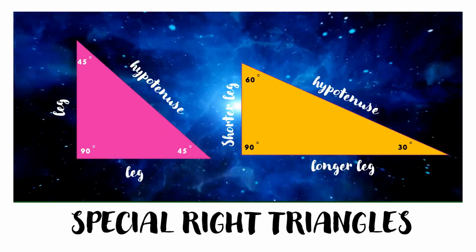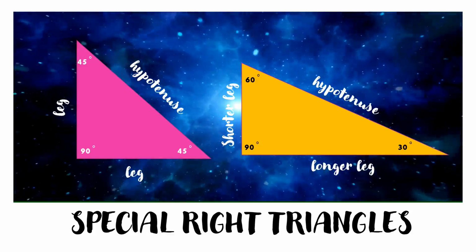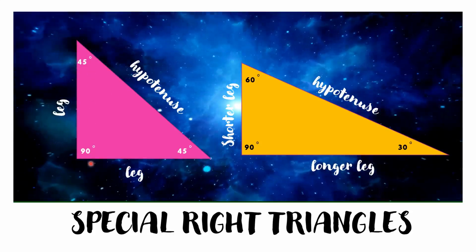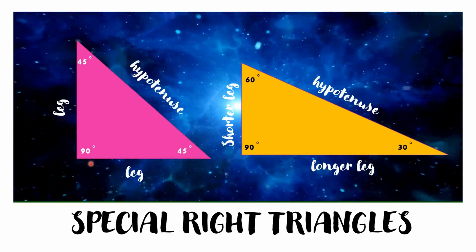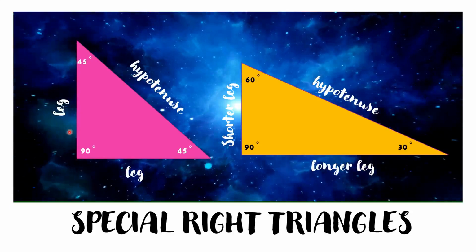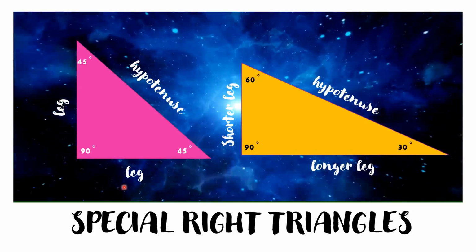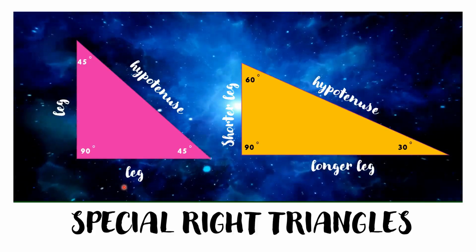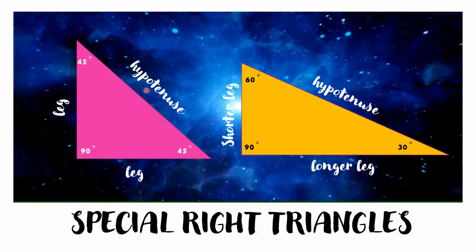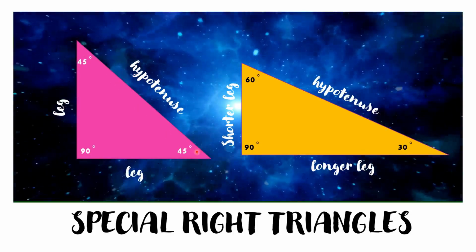Meron tayong dalawang klase ng special right triangles. Una is yung 45-45-90 degree right triangle o yung isosceles right triangle kasi ang 2 sides niya or yung dalawang legs niya ay magkapareho ang sukat. And then, the longest side of a right triangle, yung pinakamahabang side po, ang tawag po natin dyan ay hypotenuse. So, this is our hypotenuse kasi ito po yung longest side natin.